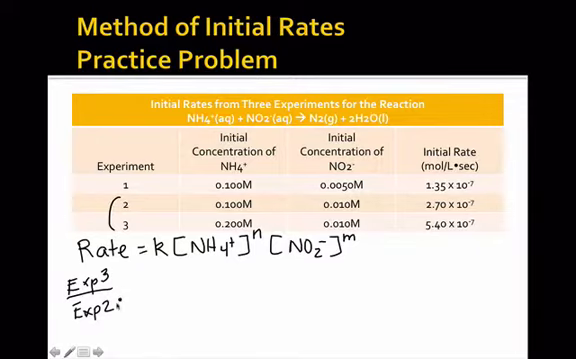The reason I'm doing it this way though is because I like to end up with whole numbers. You could do it the other way and it would be just fine, but I like it this way because I end up with a whole number. I want the big rate on top. I want the larger rate to go on top. So I plug this in.